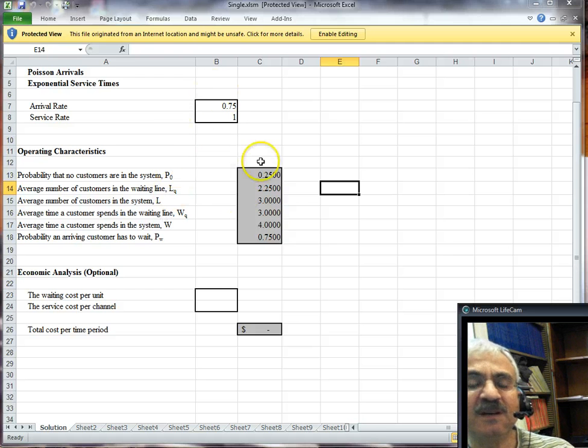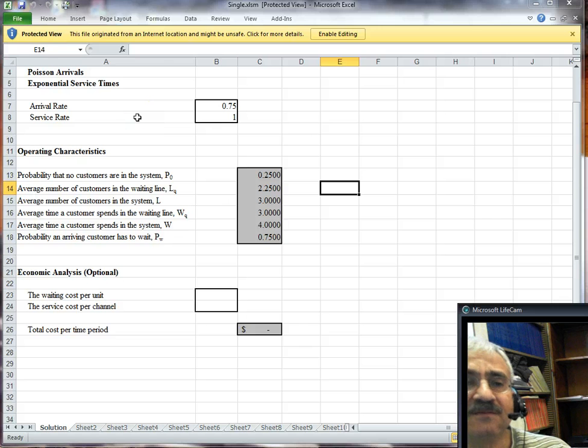Once you open the file, you have a solved problem which assumes an arrival rate of 0.75 and a service rate of 1, and gives you all the characteristics. All you need to do to solve any single server problem with Poisson arrivals and exponential service times is to change those two rates, and I will talk about economic analysis in a minute.